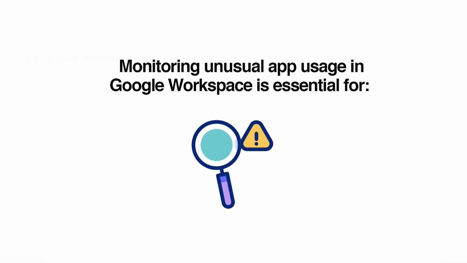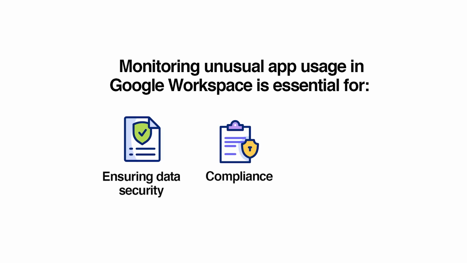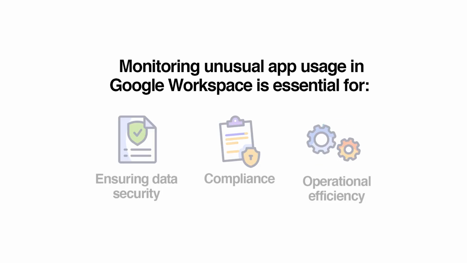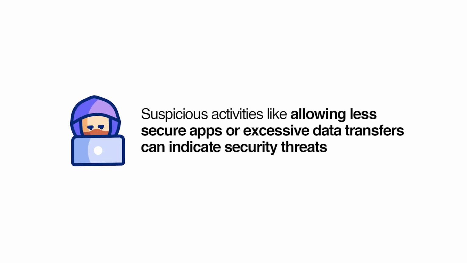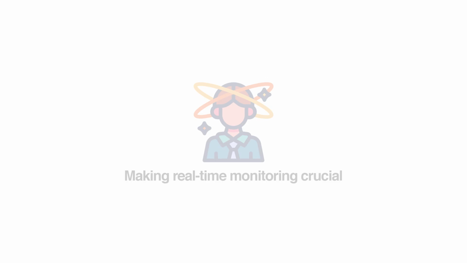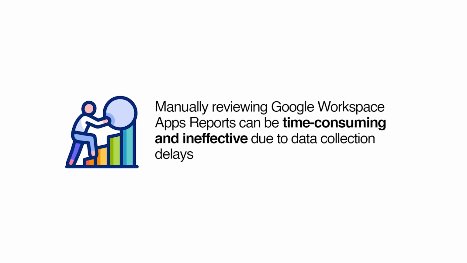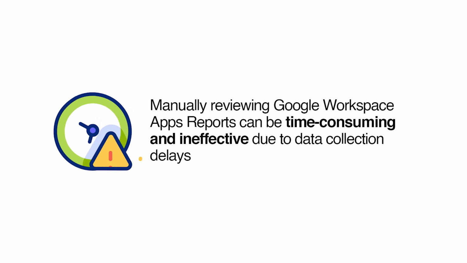Monitoring unusual app usage in Google Workspace is essential for ensuring data security, compliance, and operational efficiency. Suspicious activities like allowing less secure apps or excessive data transfers can indicate security threats, making real-time monitoring crucial. Manually reviewing Google Workspace apps reports can be time-consuming and ineffective due to data collection delays.